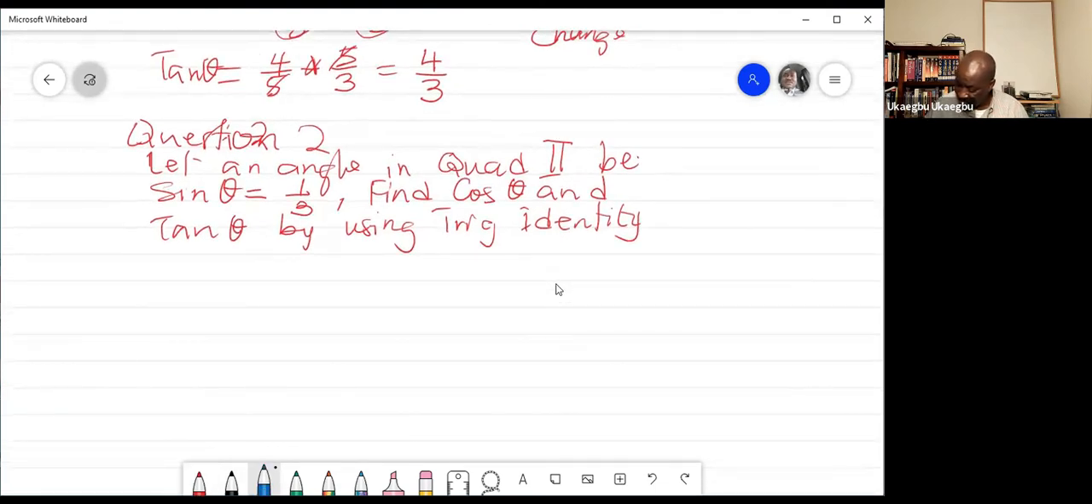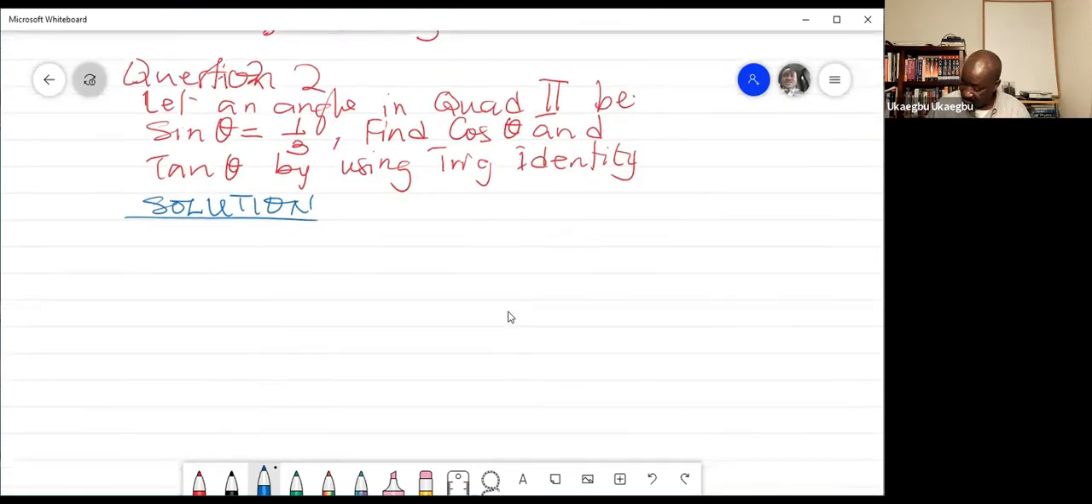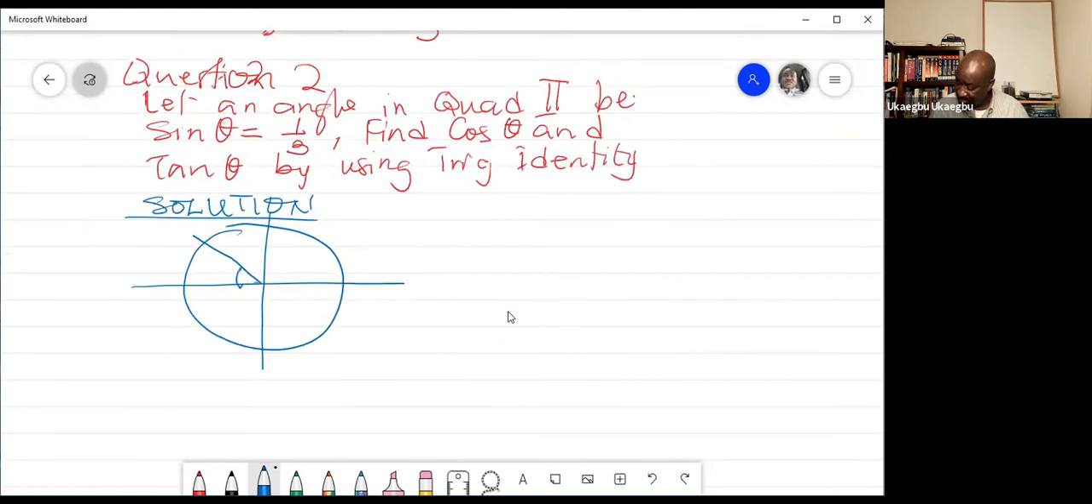Now solution. Just sketch your drawing. That's your circle. It doesn't take long to draw it. And they are talking about the second quadrant, so they are talking about this, and they're giving you this theta. And they are telling you that sine theta is 1/3. And they are asking you to use trig identity.